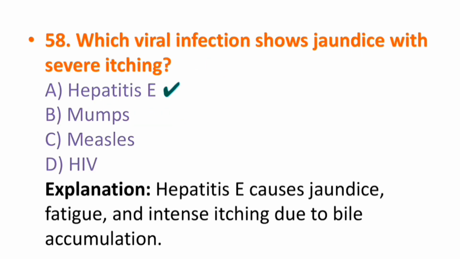Which viral infection shows jaundice with severe itching? Option A, hepatitis C, option B, mumps, option C, measles, option D, HIV. The correct answer is option A, hepatitis C. Hepatitis C causes jaundice, fatigue, and intense itching due to bile accumulation.